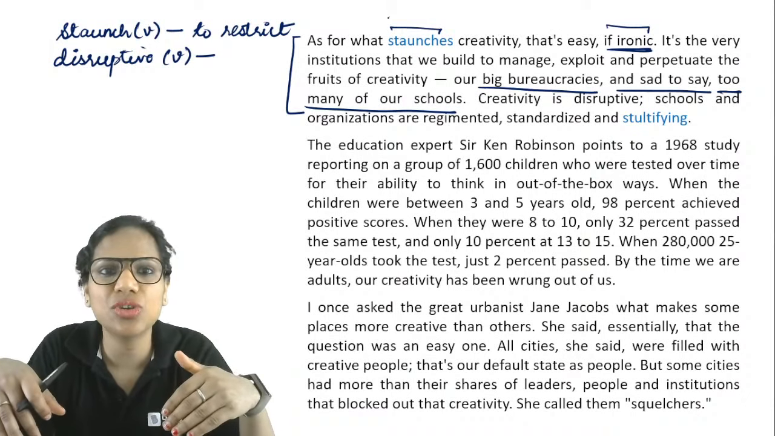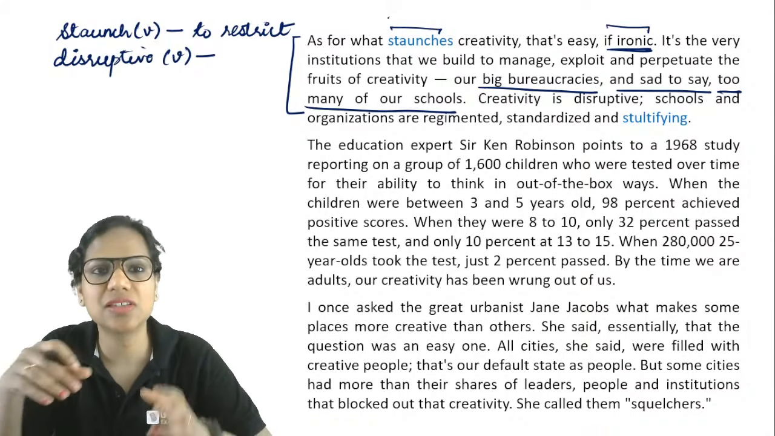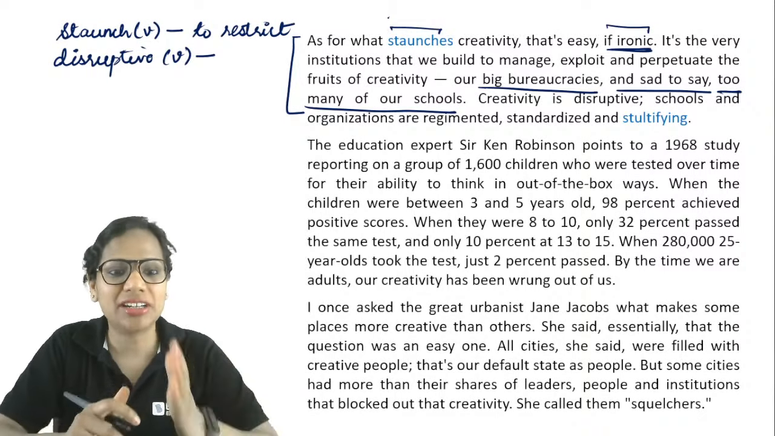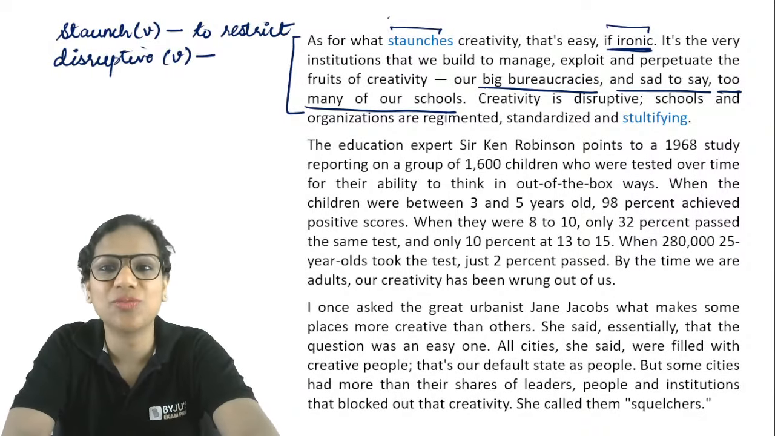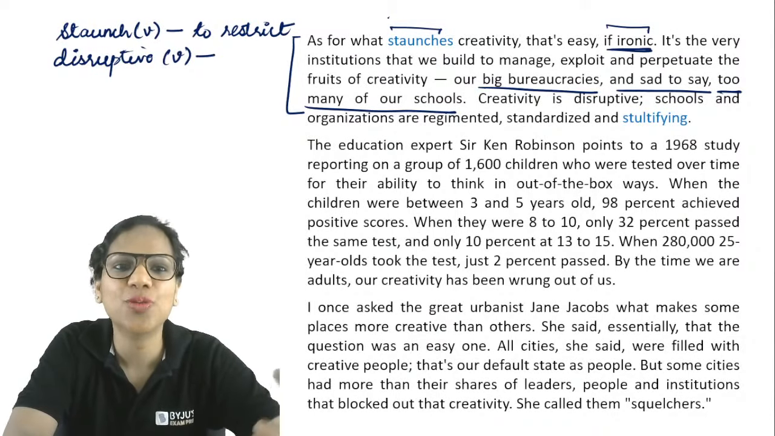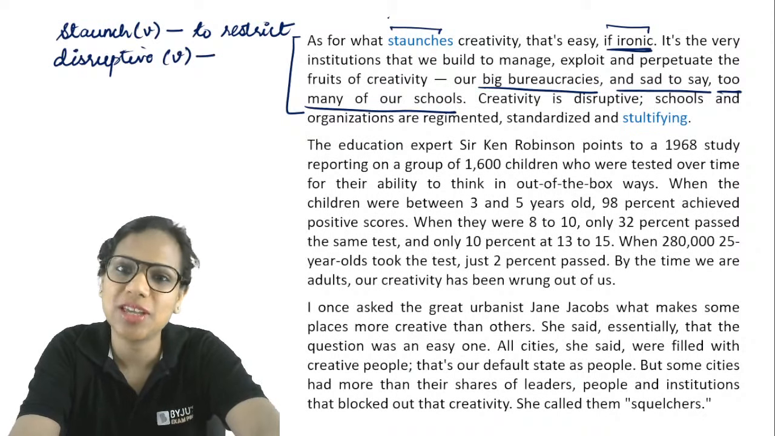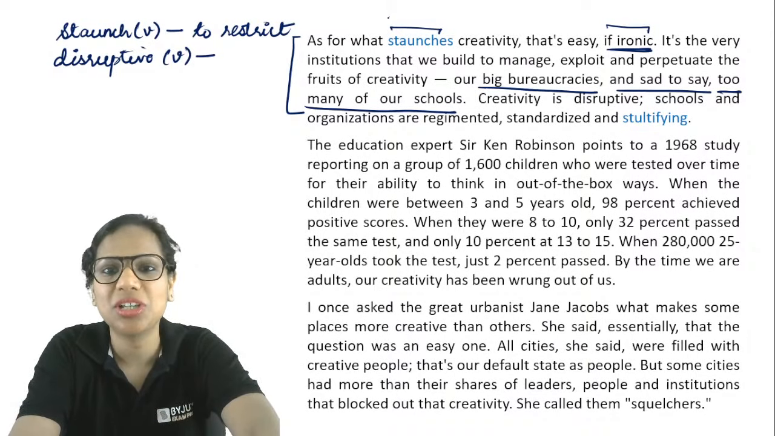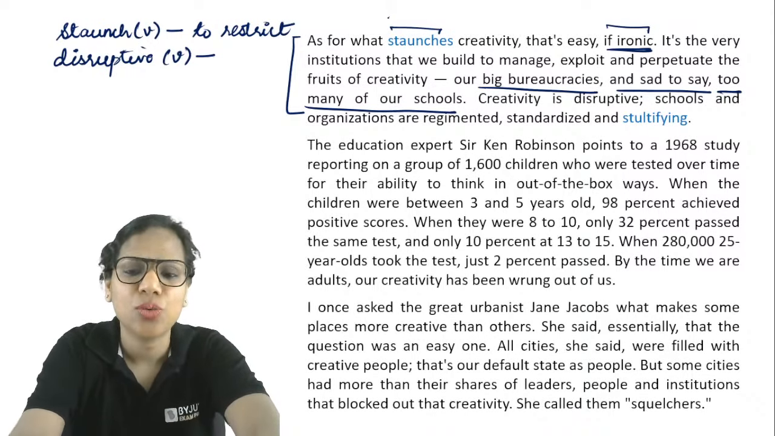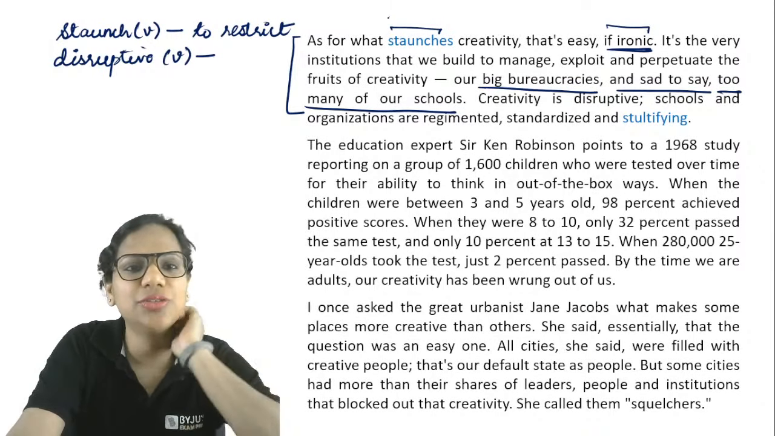Schools and organizations, on the other hand, are pretty standardized. There is a set way of doing things, right? They are regimented. Everybody does those things in the same way. A regiment, a military regiment, behaves in the same way, right? They walk in the same way, they follow the same rules. So, in a similar manner, schools and organizations are regimented, standardized. What would stultifying mean? Stultifying?